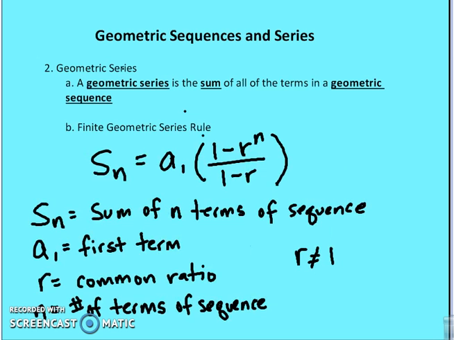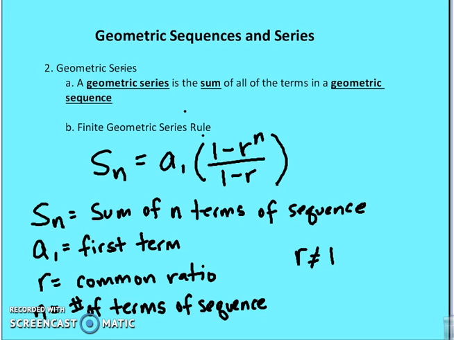All right, so let's talk about the formula for geometric series. Geometric series, sum of all the terms in a geometric sequence. And remember, a geometric sequence has a common ratio between all the terms. That common ratio is the subsequent term divided by the preceding term. So S sub n is the sum of the n terms of the sequence.